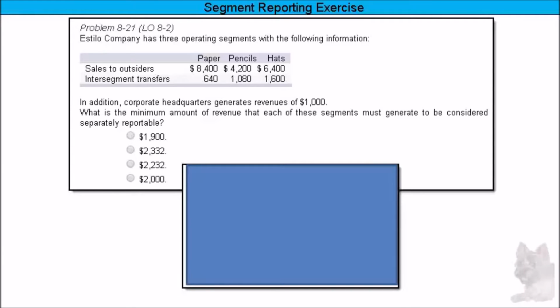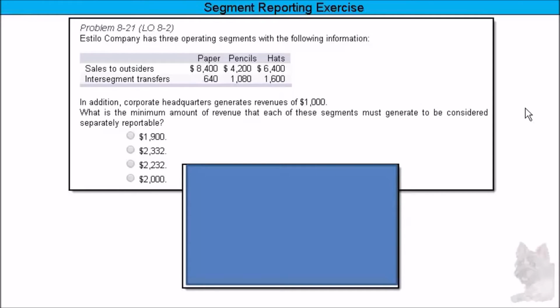Okay, let's take a look at this segment reporting exercise. I'll read the problem in front of you. A company has three operating segments with the following information. In the first table you can see they had sales to outsiders of 8,400, 4,200, and 6,400, broken out into three product lines: paper, pencils, and hats. They also had inter-segment transfers, which you can think of as sales between these operating segments, of 640, 1,080, and 1,600.